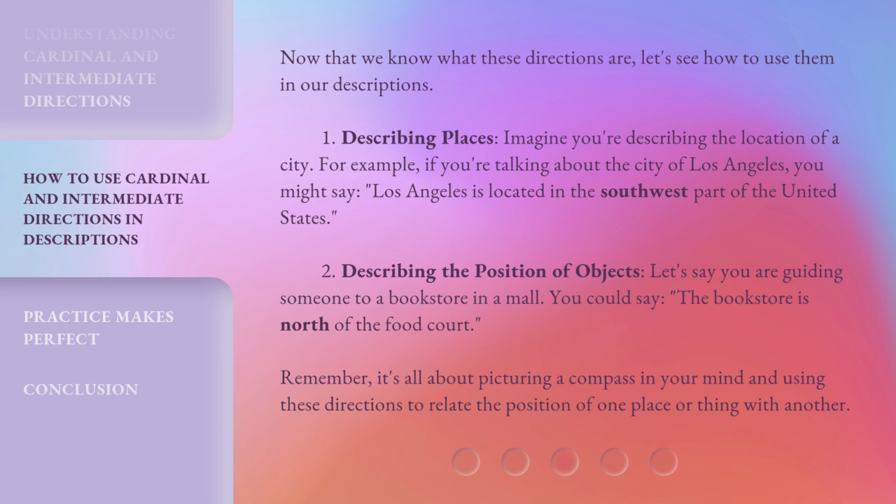2. Describing the position of objects. Let's say you are guiding someone to a bookstore in a mall. You could say, the bookstore is north of the food court. Remember, it's all about picturing a compass in your mind and using these directions to relate the position of one place or thing with another.